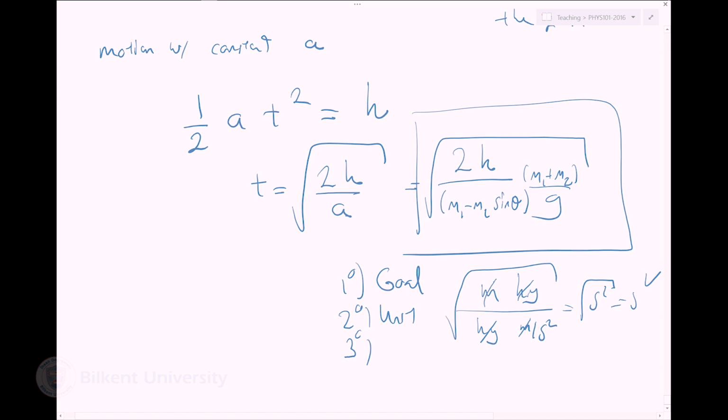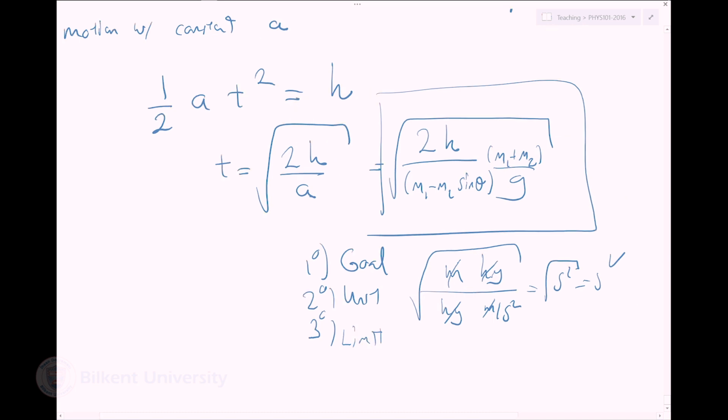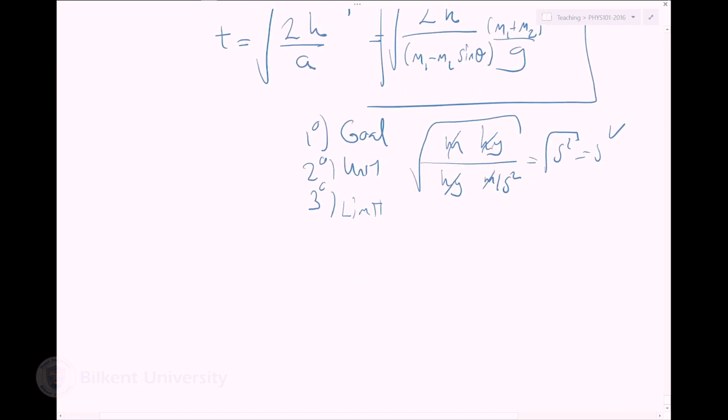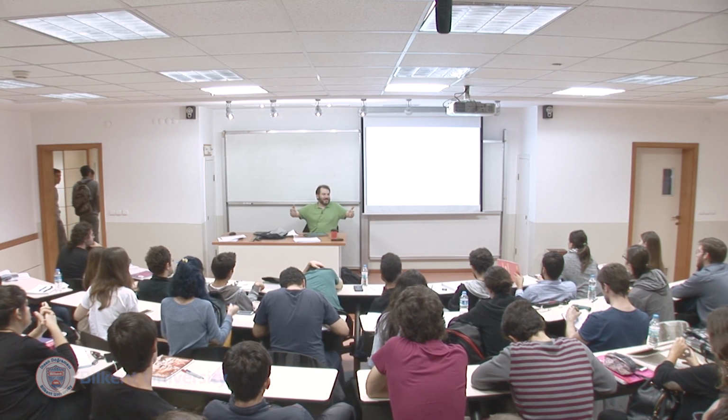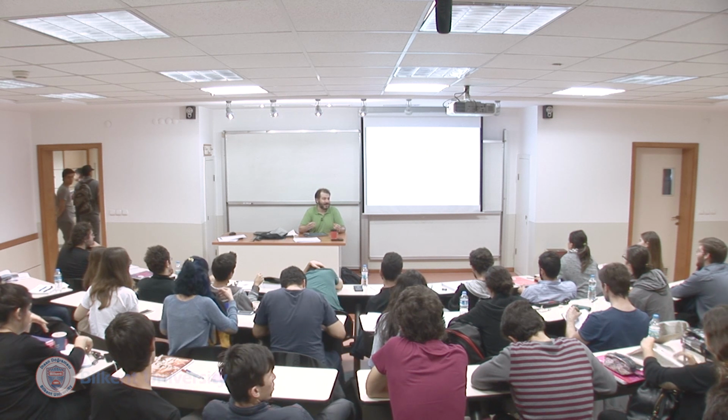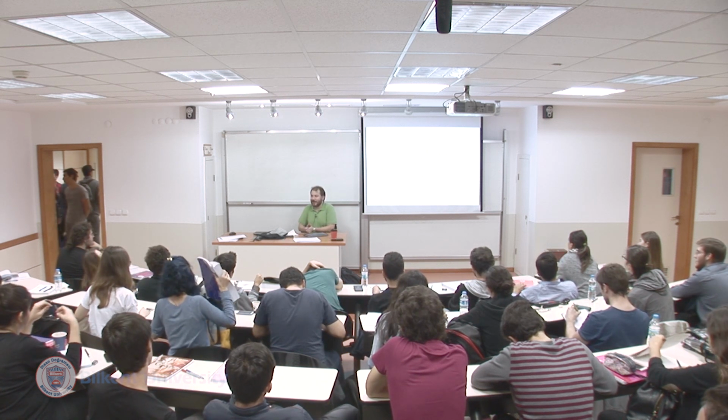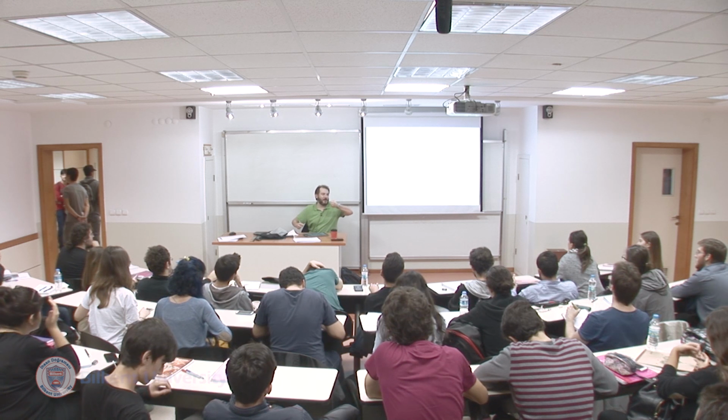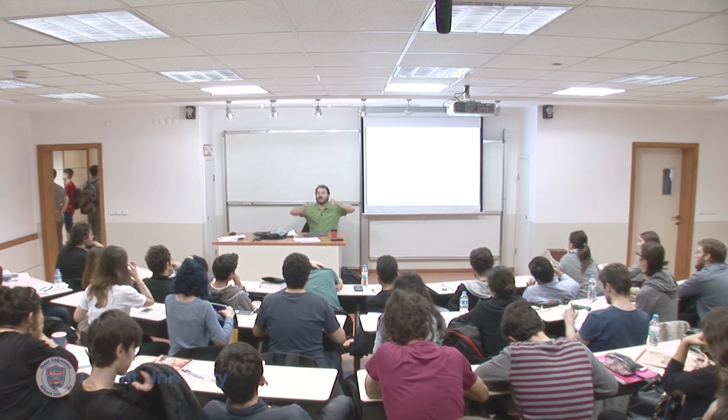And there is this excellent limit that we can check. What happens if m2 sine theta is larger than m1? The time I find is the square root of a negative number. It becomes a complex number, right? That doesn't make sense. So this is great. My answer already tells me that if m1 is going up, the time it takes is imaginary. It doesn't exist.